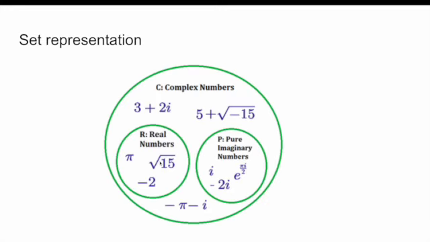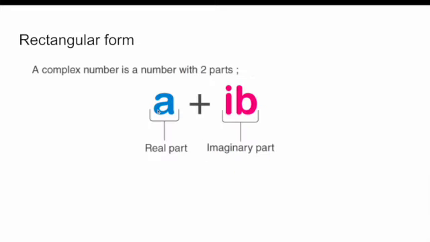So just an interesting fact, as you can see, real numbers are an element of complex numbers. So every single real number you can think of is actually a complex number with a coefficient of 0 in front of the i. We'll look at what that means in a little bit.